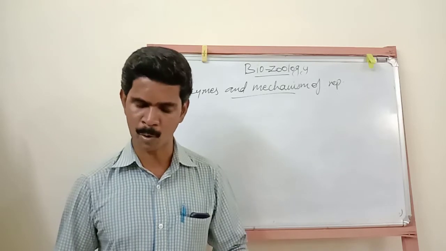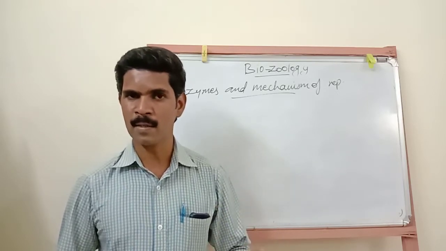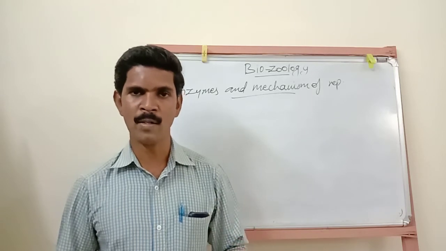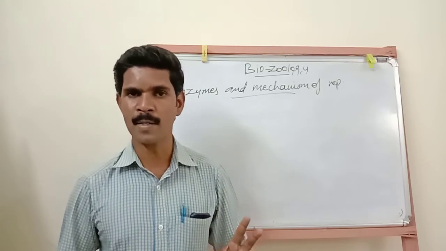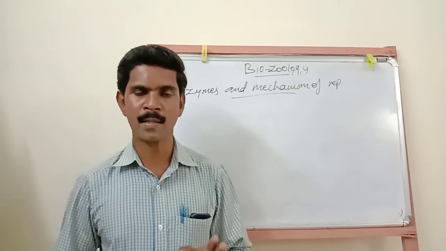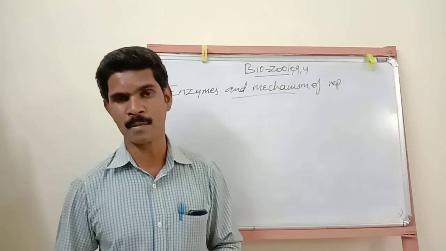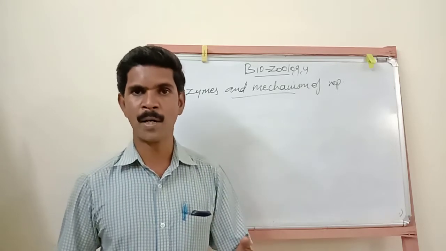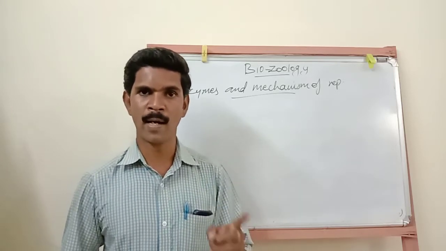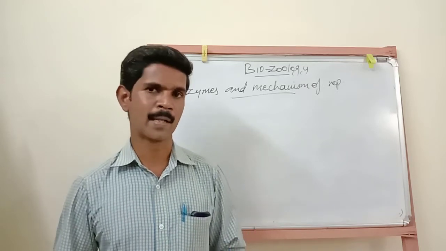Once again I repeat this point. In prokaryotic organisms, there are 3 DNA polymerase enzymes: DNA polymerase 1, DNA polymerase 2 and DNA polymerase 3. Among these, DNA polymerase 3 is very important and plays an important role in the replication process, and the other 2, DNA polymerase 1 and DNA polymerase 2, play a very important role in the repairing mechanism.